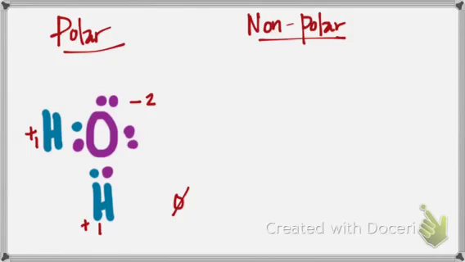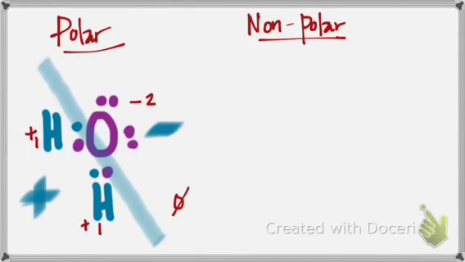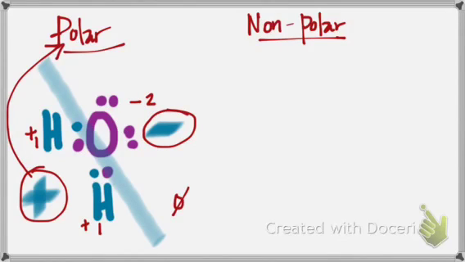But when I'm looking at the molecule, it's easy to draw an imaginary line that splits that molecule. And because I can draw an imaginary line that splits it, I have a negative side and a positive side. And because I've got those two, that means that I have a negative pole and a positive pole, which means I'm dealing with a polar molecule.